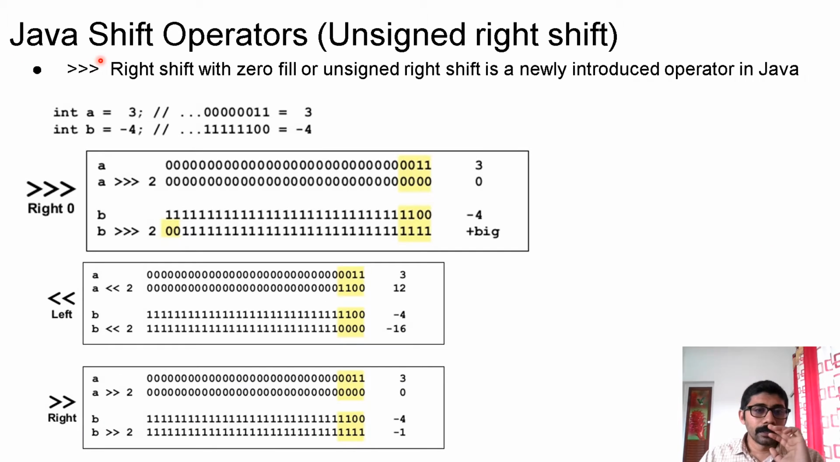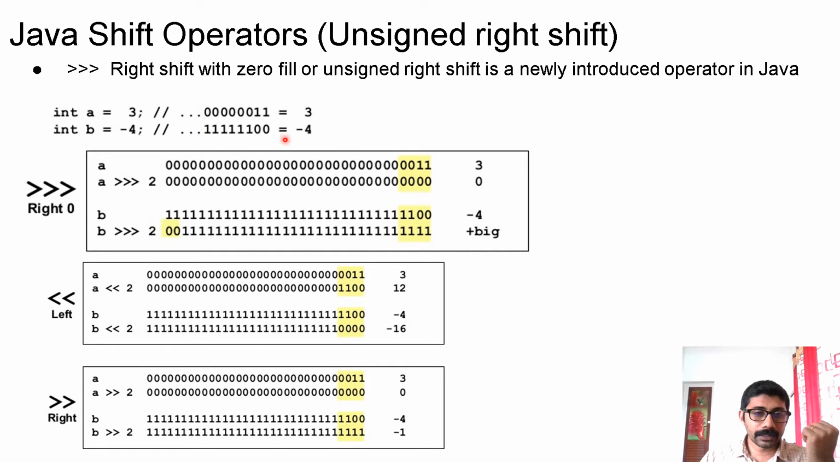Okay. In Java, till now you learned the same operators that you learned in C, with some cosmetic difference in the case of the modulus operation and all. But there is a newly added operator in Java, that is right shift with 0 fill. These three greater-than angle brackets. That is the right shift with 0 fill, or unsigned right shift. That is a newly introduced operator in Java. Let us see an example.